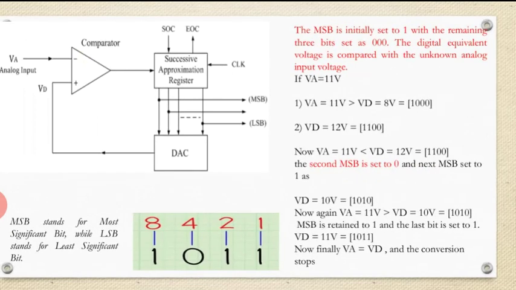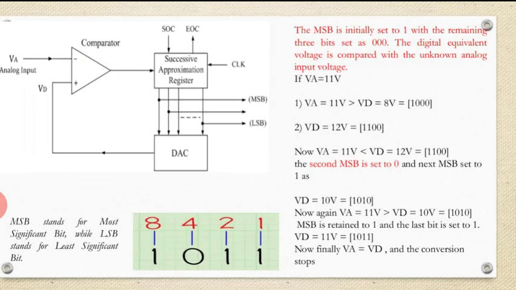Let us assume that the MSB is initially set to 1. Now I am explaining how the working goes. Assume a 4-bit ADC. If the MSB is set to 1, the remaining 3 bits are 0, 0, 0. So the total becomes MSB 1 and the remaining 3 bits 0, 0, 0. Hence it becomes 1 0 0 0.